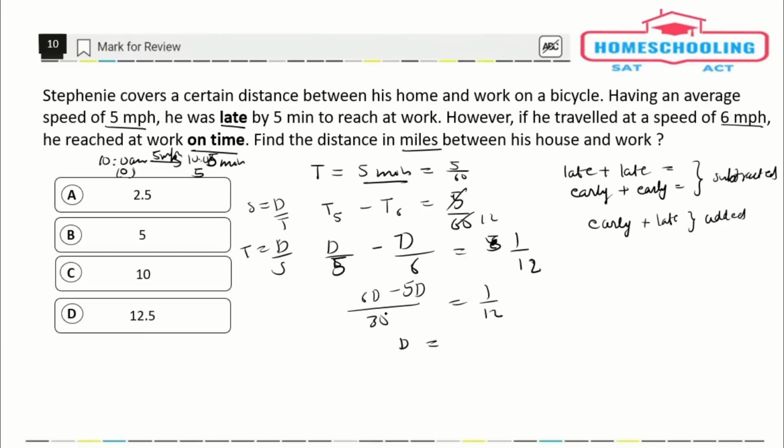So d is equal to, we'll take 30 on that side. So 30 divided by 12. Let's see if we can factorize it further. 15, 6, 6. So it will be 12 and 3, 2.5 miles. So this is your answer. So the distance in miles between house and work is 2.5 miles.